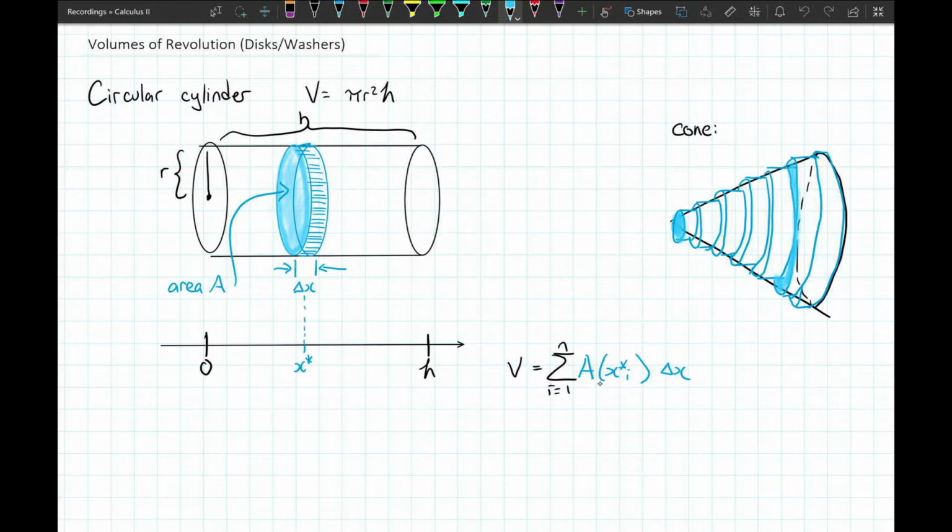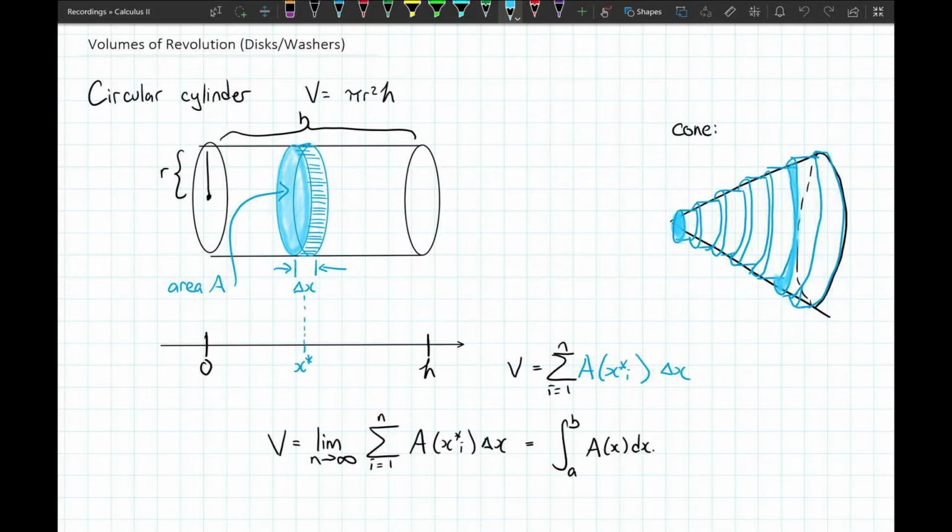Just thinking about A of x star as being a function, then the areas will change from one end of the cone to the other, and we can add them all together and get the volume of the entire cone that way. Now, much like with Riemann sums, this is just an approximation. You can see here with this jagged edge, these disks are never going to be perfectly the shape of this cone. But what if we take the limit as n goes to infinity? Well, then there we go. We get the volume is just the definite integral from a to b of this cross-sectional area function.